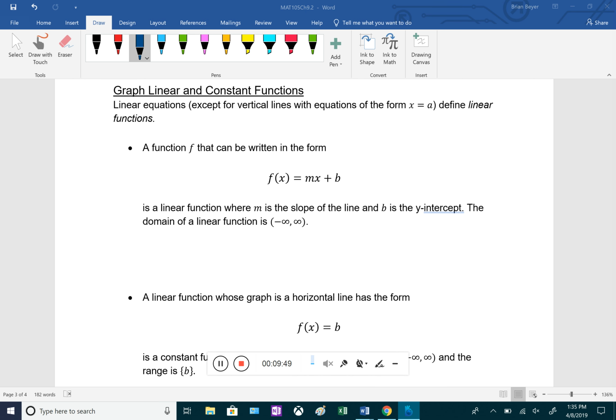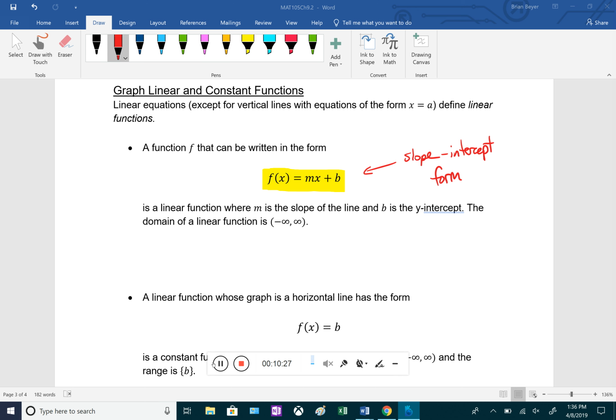So the next thing is graphing linear and constant functions. This is kind of an overlap of stuff we've already done, except now we're going to be using this function notation. Any sort of linear equation except for vertical lines, which have an equation of x equals a, where a is a number, are going to define linear functions. So instead of writing the function as y equals mx plus b in slope-intercept form, we can write it as f of x equals mx plus b.